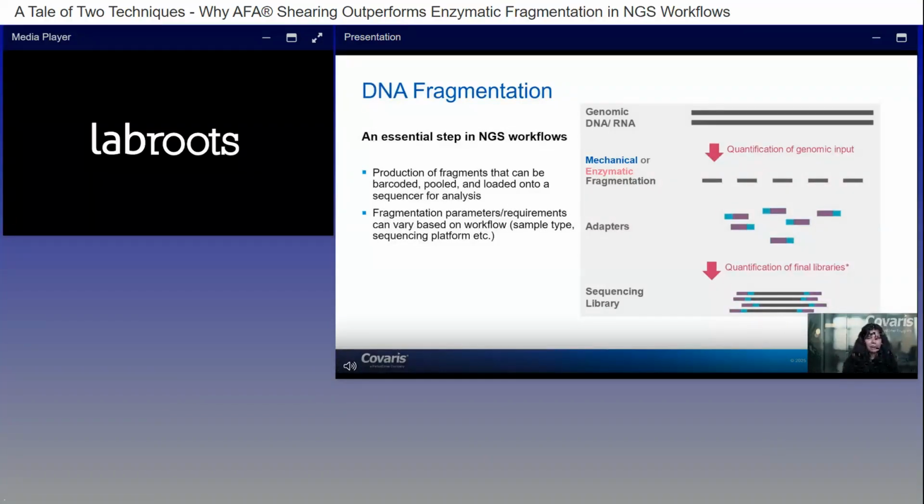And today we'll be talking a lot about DNA fragmentation, a really essential step in NGS workflows. Now, this step is essential because sequencing platforms don't sequence whole intact genomic DNA, necessitating the need to shear the DNA down into smaller pieces or fragments. And it's these fragments that can then be barcoded, pooled, and loaded onto the sequencer for analysis. Now, fragmentation parameters and requirements can vary based on your workflows or your platforms, but there are a couple of guidelines that we can keep in mind.